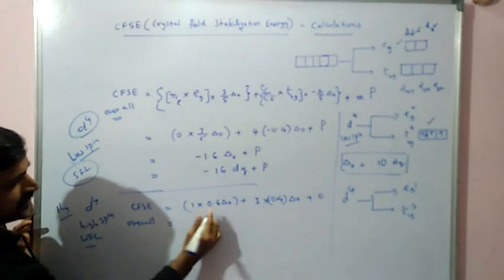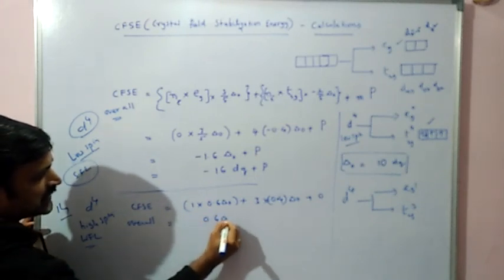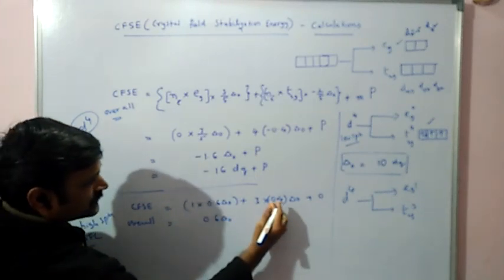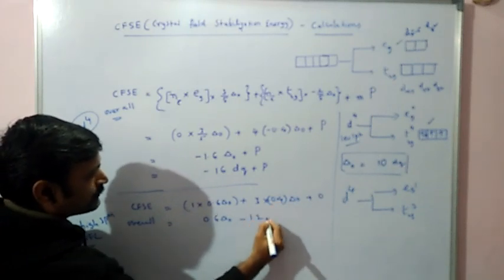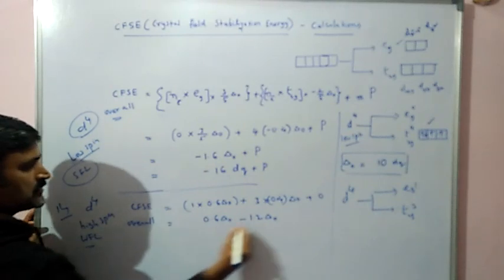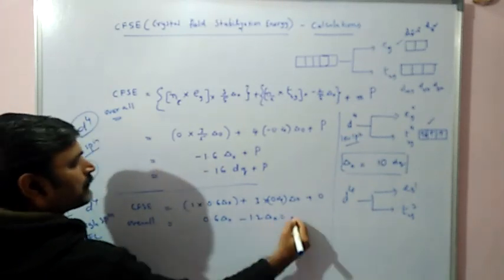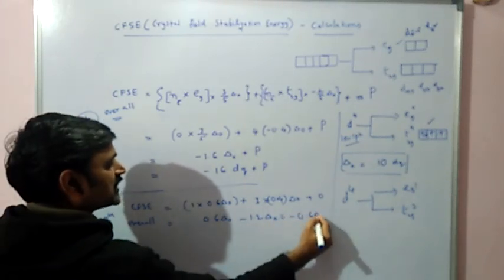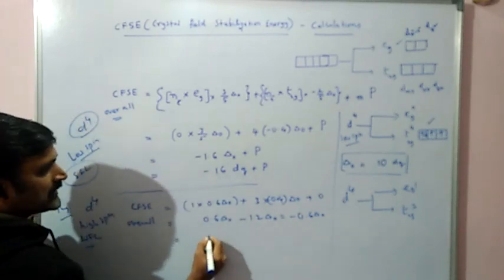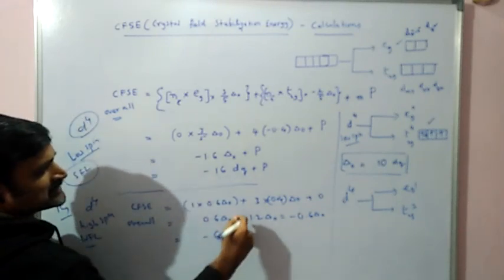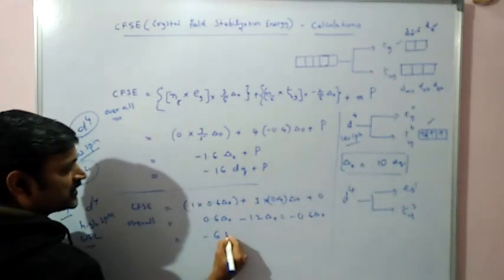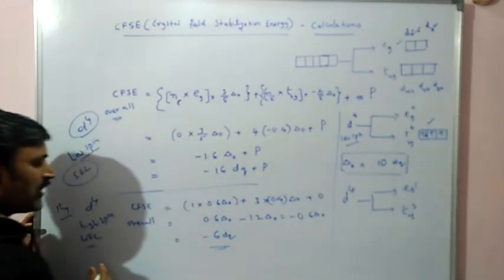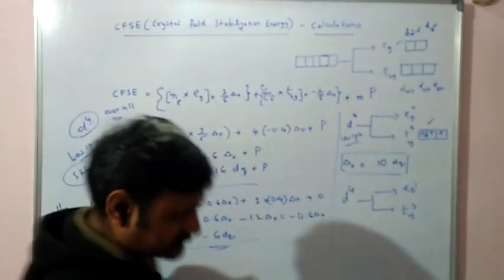So now if you calculate, it is 0.6 delta naught. This is 3 into 0.4, it is 1.2, so 0.6 minus 1.2 delta naught. You can write this as minus 0.6 delta naught, or you can also write it as minus 6 Dq, since 0.6 into 10 is 6. So minus 6 Dq is the answer for this one.